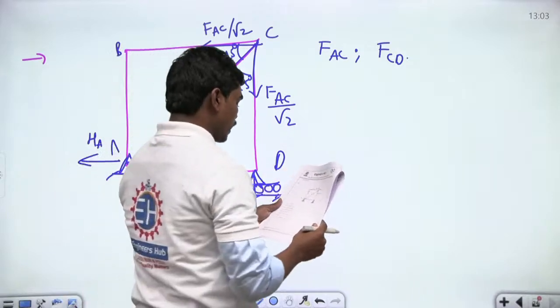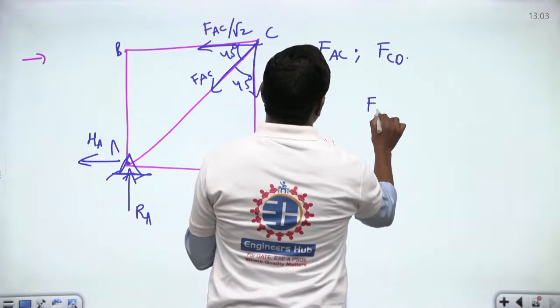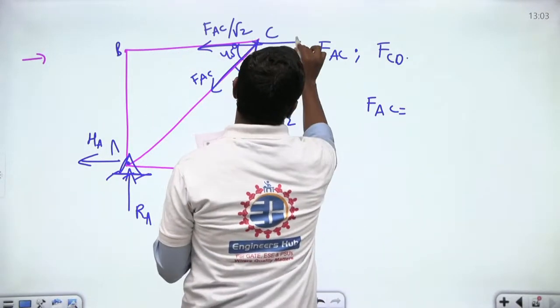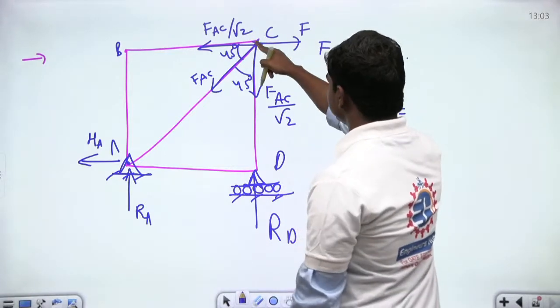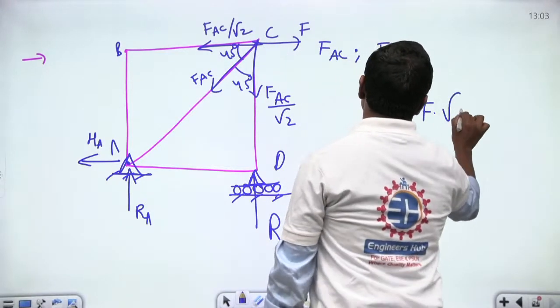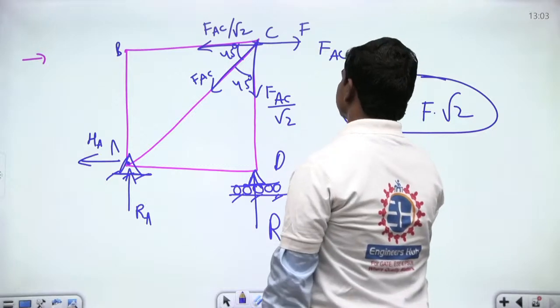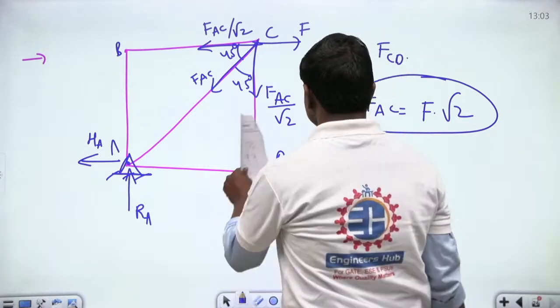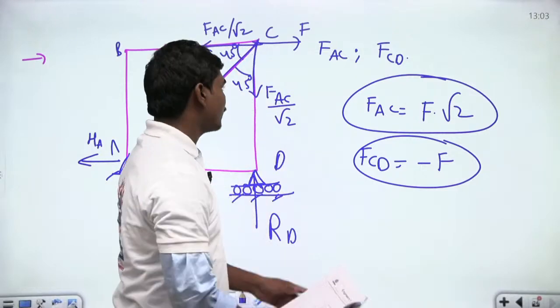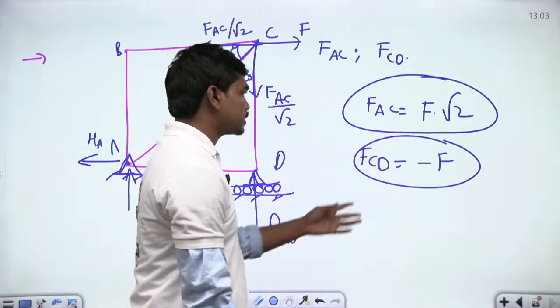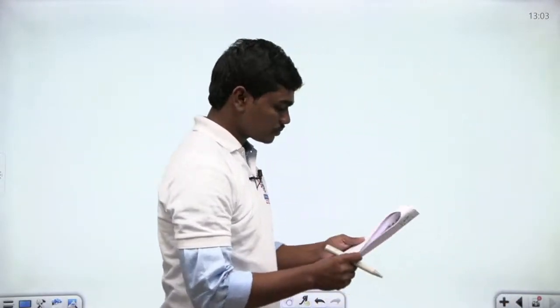So FAC you will be ending up with, and of course there is some force that's acting here, F. So if you equate these two, FAC by root 2 is equal to F, so FAC is equal to F times root 2, and this is what we have. And of course FCD, this is the member CD, so F root 2 by root 2, which is minus F, which is compression in this. Okay, so this truss is having two members AC and CD, basically this is F root 2 and minus F.